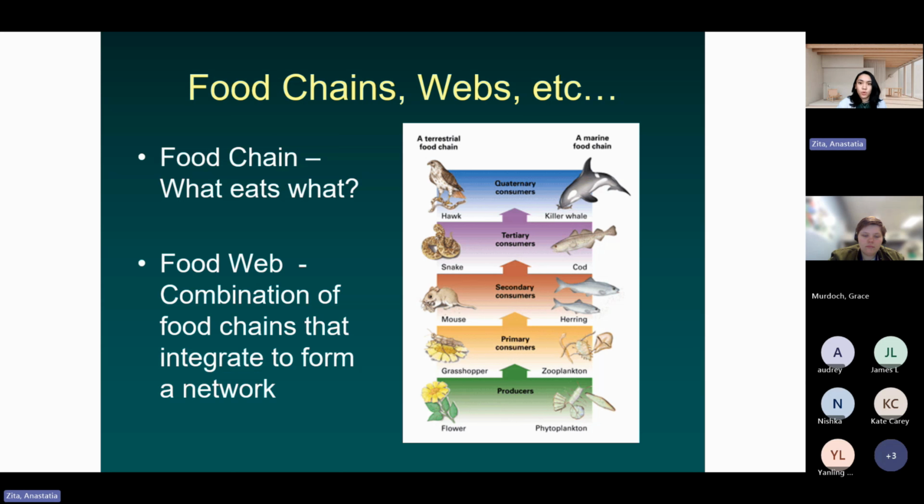A food web, on the other hand, is a more complex and interconnected network that shows the relationship between multiple food chains in an ecosystem. It contains many interconnected food chains that overlap and interact with one another, creating a more complete picture of the relationship between different organisms in an ecosystem.